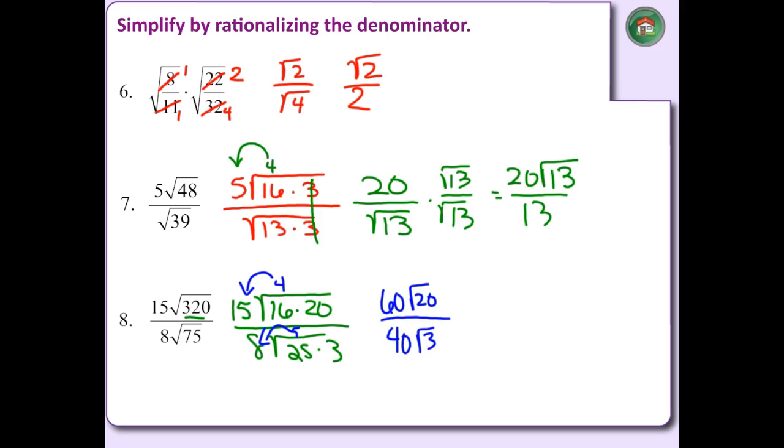Now let's look. Wow, did you realize we can simplify this 20 and make it 4 times 5? So the square root of 4 is 2. So now I've got 120 root 5 over 40 root 3. What do you think we should do next? Yeah, I like that plan. Let's simplify the numbers outside the house. So we've got 12 divided by 4. We've got 3 root 5 over root 3.